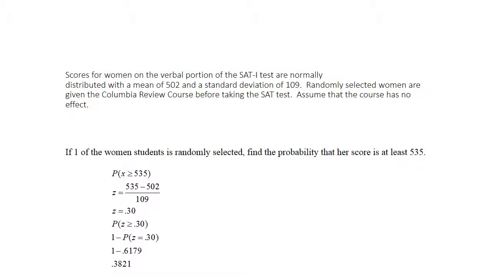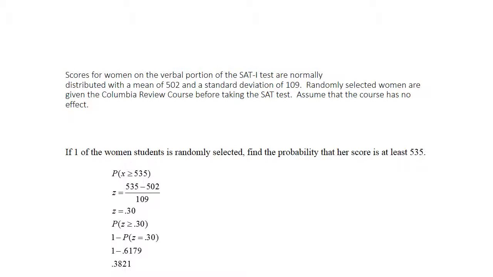First, convert 535 to a z-score using the z-score formula. The formula states z equals (535 minus 502) divided by 109. This gives us a z-score of 0.30.